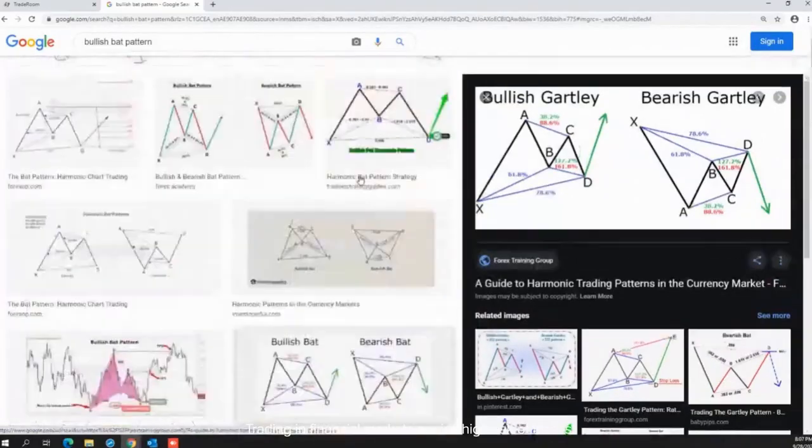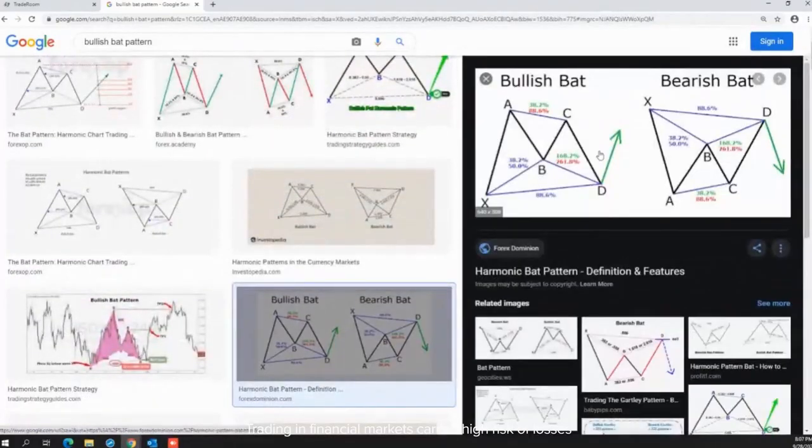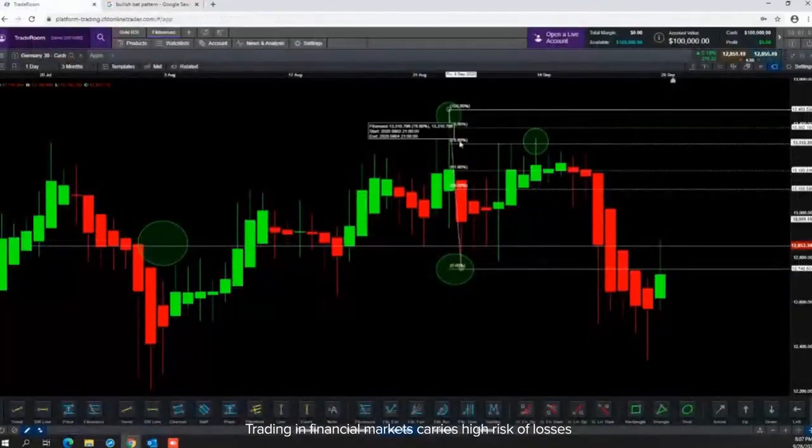Okay, here's the one. Here's the bat pattern, right? So we are looking at this. So X, A, B is completed, C is completed. That was between 38.2 and 88.6. So that is here at 78.6.